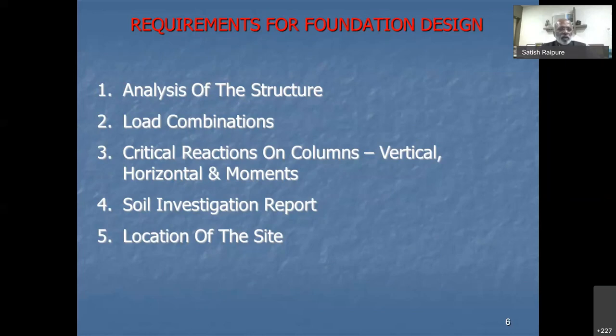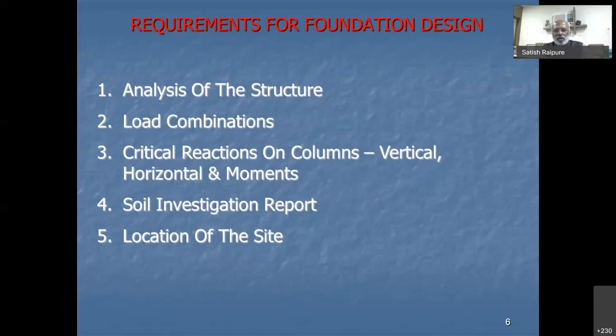The next part that is very important as far as the foundation design is concerned is the soil investigation report. This is a very neglected part in most structural design. Many a times the designer himself decides what the safe bearing capacity of the soil is and does the foundation design.